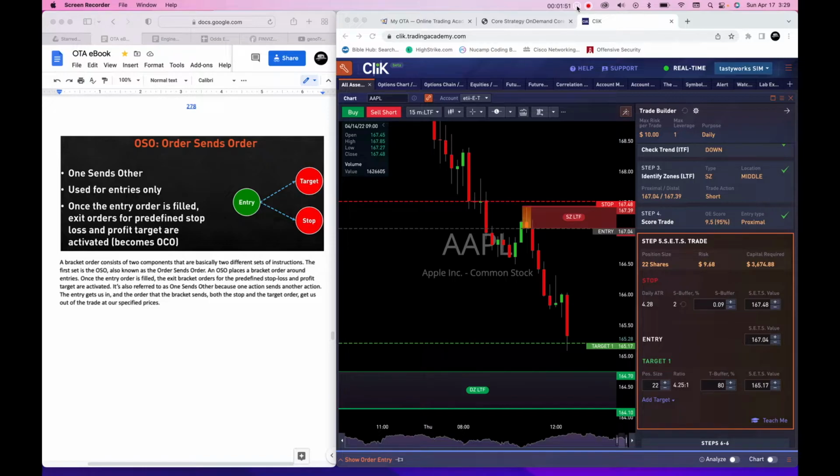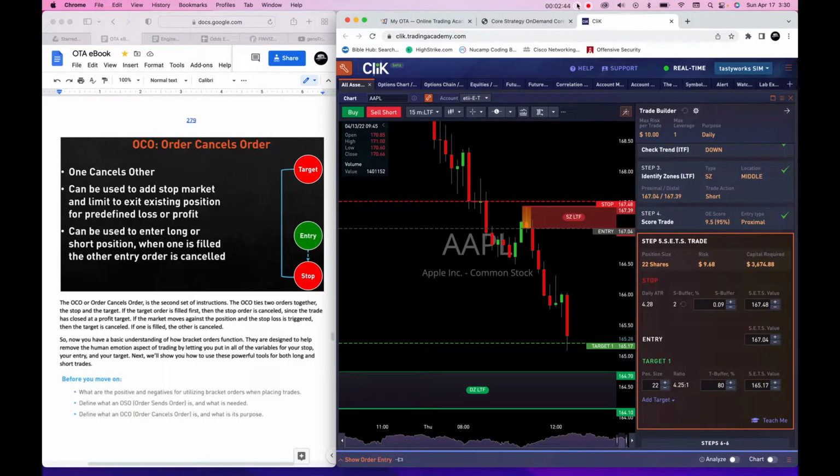An OSO places a bracket around the entry. Once the entry order is filled, the exit bracket orders for the predefined stop loss and profit target are activated. It's also referred to as one sends other because one action sends another action. The entry gets us in, and the order that the bracket sends, both the stop and the target order, get us out of the trade at our specified prices.